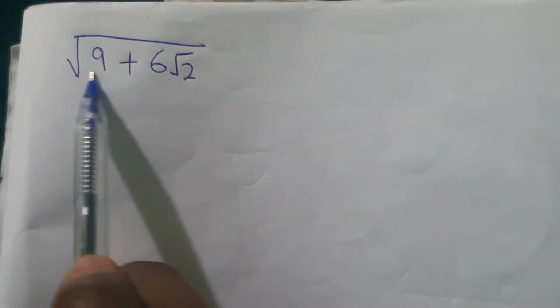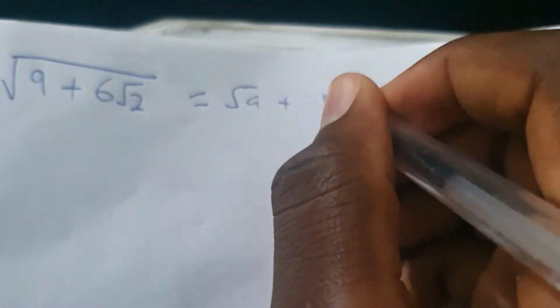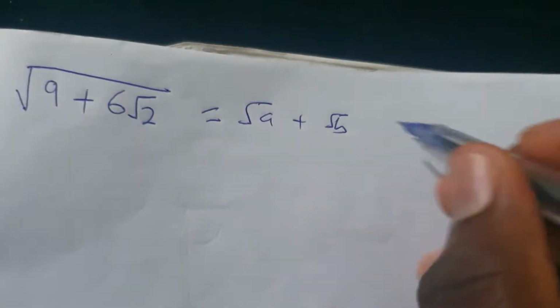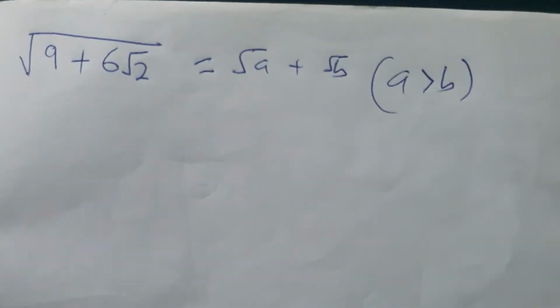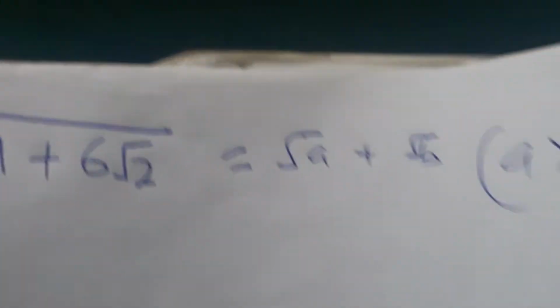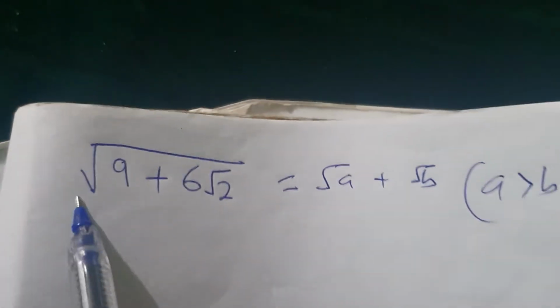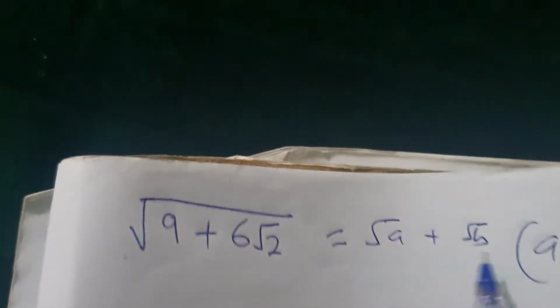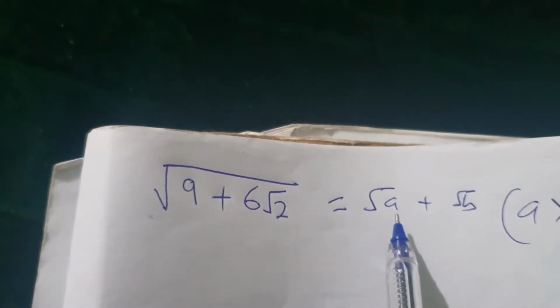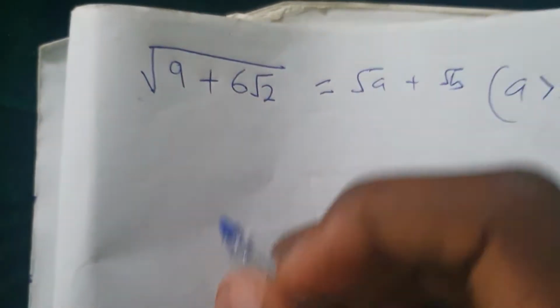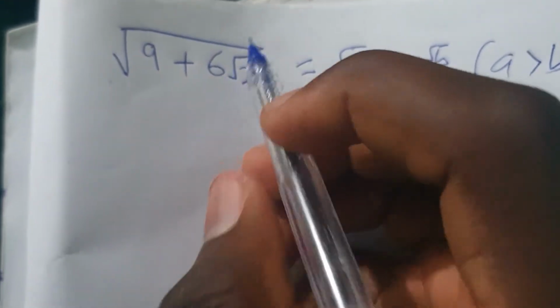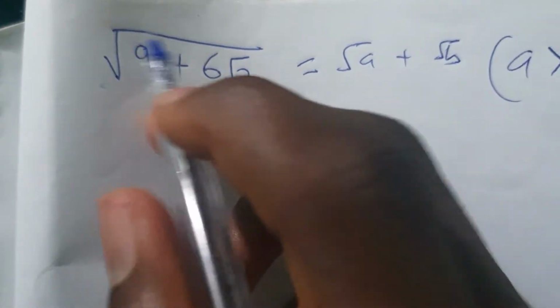So if you have the square root of any kind of surd in this form, it is always in the form of root a plus root b, where a is greater than b, and a and b are all real numbers. Using this relation we are going to derive two equations in terms of a and b, then we solve them simultaneously for a and b. First of all we have to square both sides to get rid of the square root.